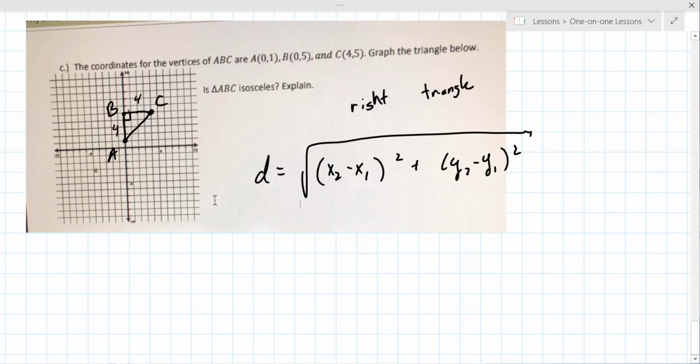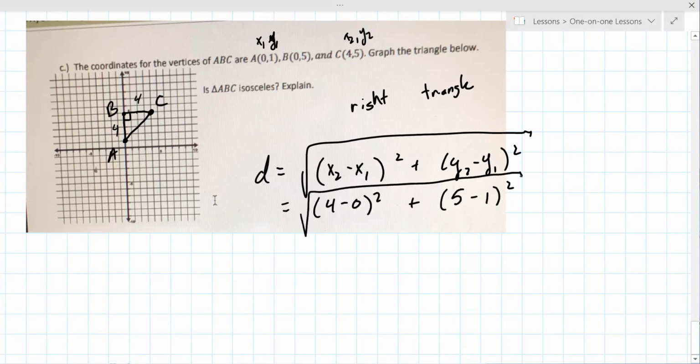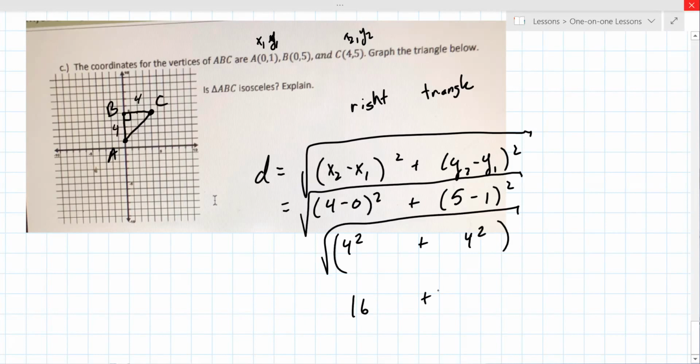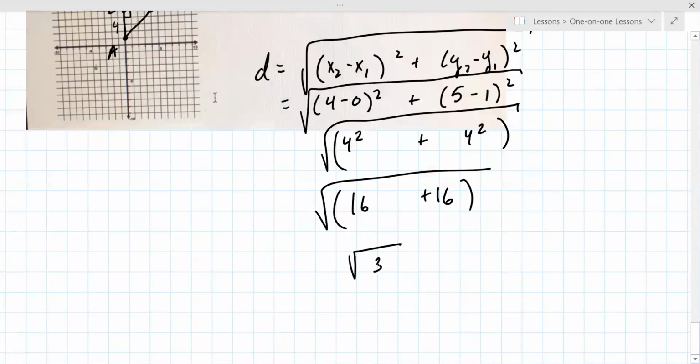Now, we're going from A to C. So this is like x1, y1, and then x2, y2. So it's going to be the square root of 4 minus 0 squared plus 5 minus 1 squared. You have to subtract and then square first. So this is going to be 4 squared plus 4 squared. Again, you have to square first. This is going to be 16 plus 16. You have to add first. So this becomes the square root of 32.